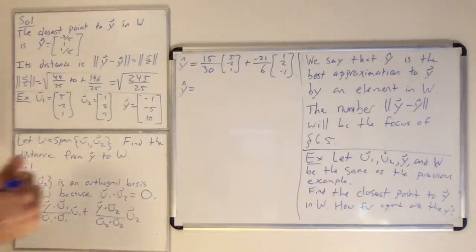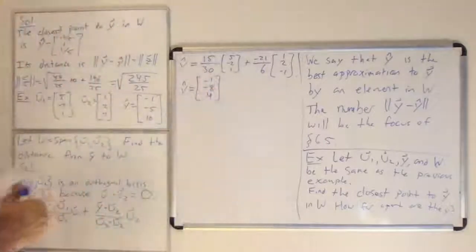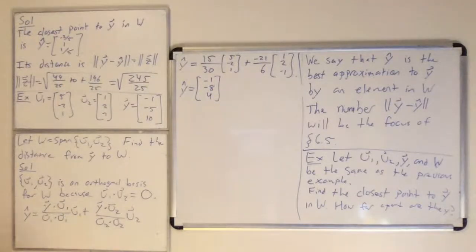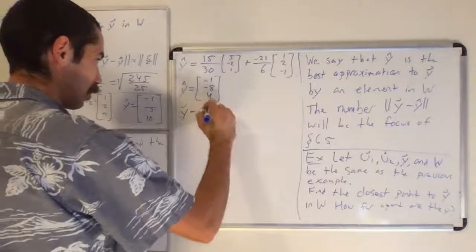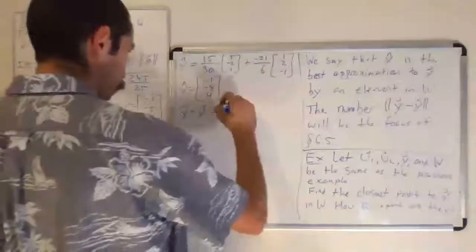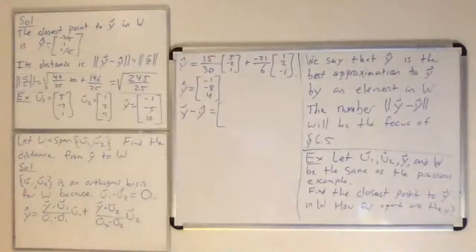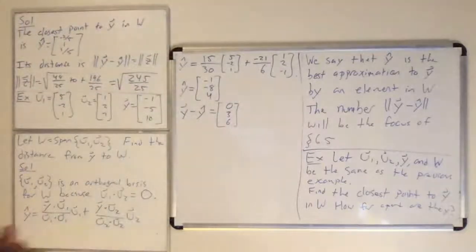Which works out to be the vector minus 1, minus 8, 4. Okay, and just like the previous example, the way we find the distance from y to W is we want to find y minus y hat, which is 0, 3, 6. And then we want to find its magnitude.